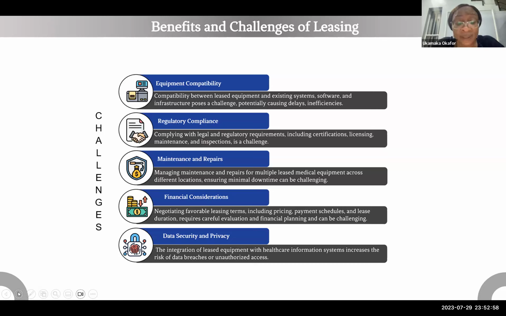So it's not like outsourcing, where the person does not have anything to do with your own facility, neither do you with theirs. But in leasing medical equipment, it is not always like that. There are always some issues to do with partnership.